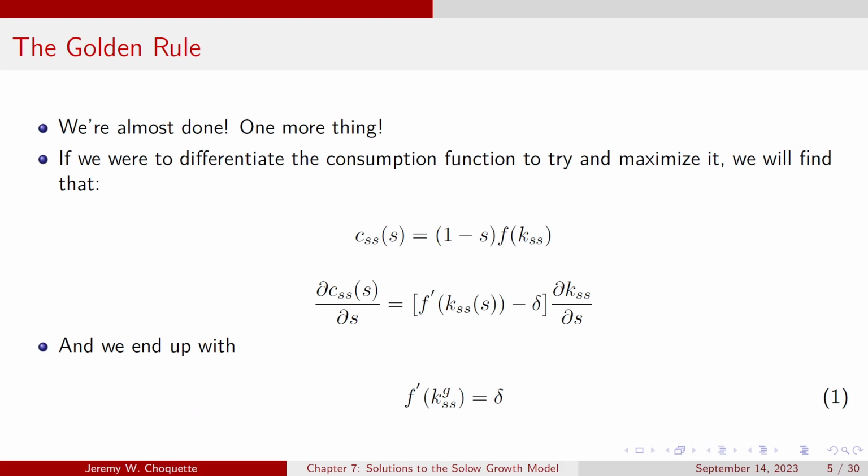One more thing here. If we were to differentiate the consumption function, and we wanted to maximize it, right? So take the derivative, set it equal to 0. What I end up with is the marginal product of capital in the steady state being equal to depreciation. It's what you see in equation 1.